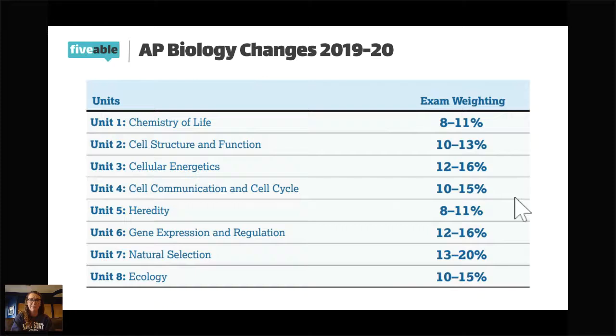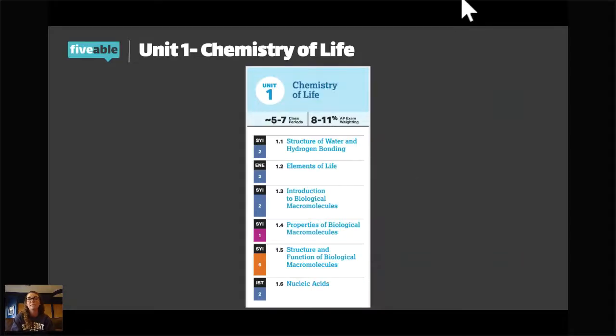So how do we implement this for Unit 1? Again, the really nice thing that College Board does for us is tell us about how many class periods we should be spending on this material. Because Unit 1 is chemistry of life, they're suggesting 5 to 7 class periods, which is a lot less than some of the other units, but it should make sense that it is a lot less.